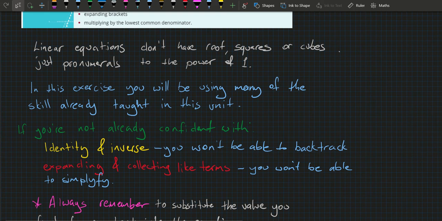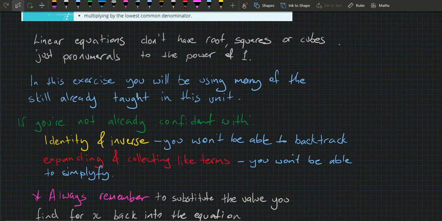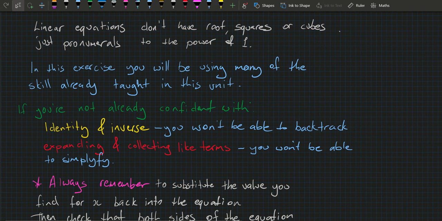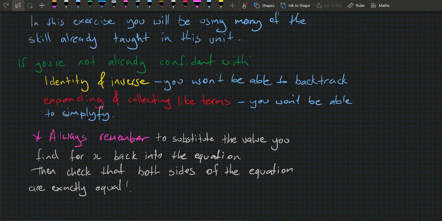You need to be able to expand and collect like terms, otherwise you won't be able to simplify. That's also really important. Okay. So if you have any doubts on any of these topics or concepts that I'm speaking of, you know where they are earlier in chapter 1. Go back and practice. Okay. Always remember to substitute the value back in to the equation at the start. Then we can check if the right-hand side is equal to the left-hand side. Okay, they need to be exactly equal.